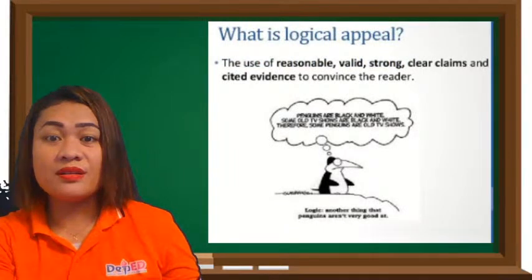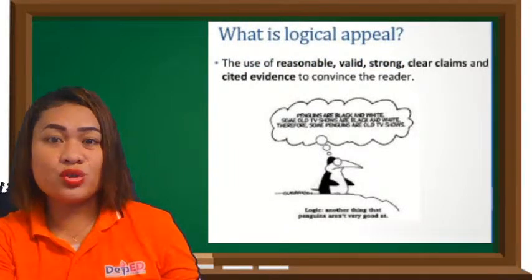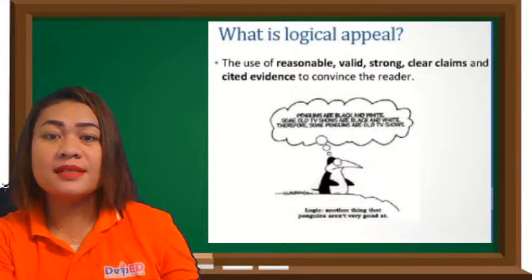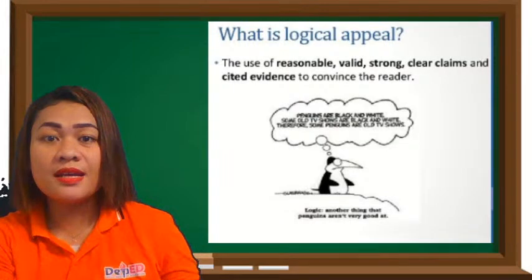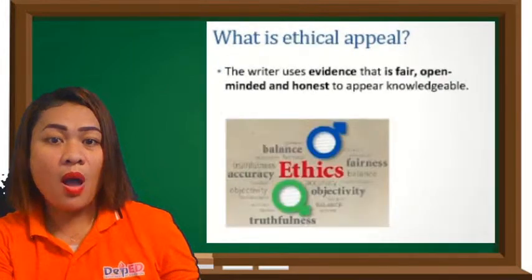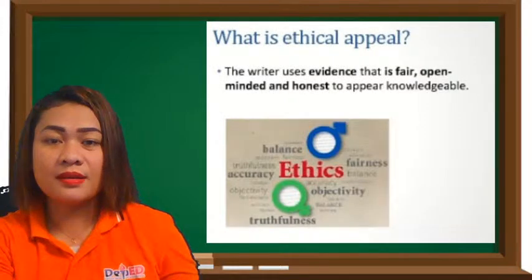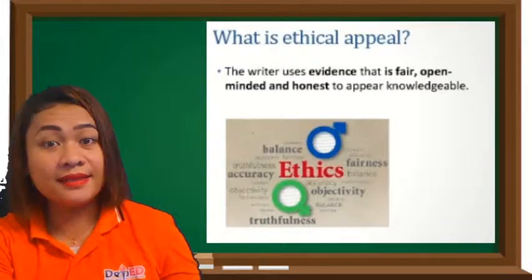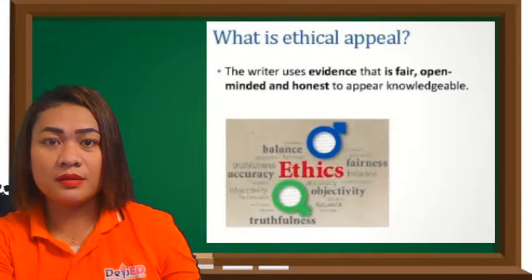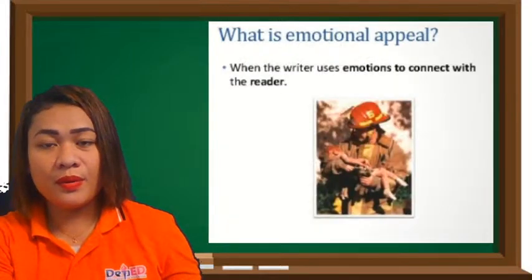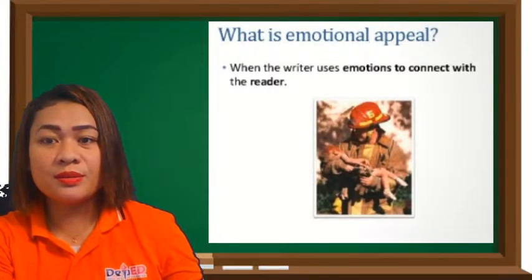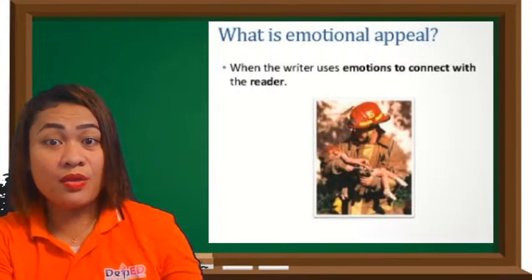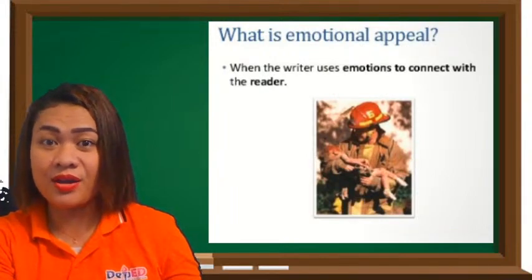Logical appeal is the use of reasonable, valid, strong, clear claims and cited evidence to convince the reader. What is ethical appeal? The writer uses evidence that is fair, open-minded, and honest to appear knowledgeable. What is emotional appeal? When the writer uses emotions to connect with the reader. So those are the 3 writing techniques in argumentative essay.